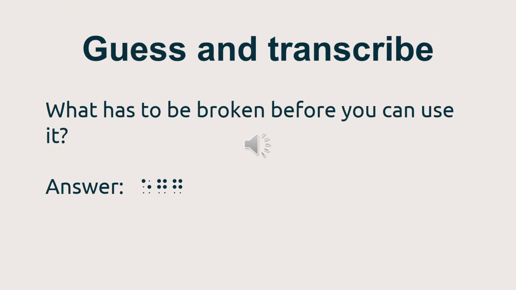To have a better grasp of these Braille characters, let us have a game which I call Guess and Transcribe. You need to guess the riddle by transcribing the answer in Braille font. For our first riddle, what has to be broken before you can use it? As you have noticed, the answer is already revealed. And the way to answer it is to transcribe using your knowledge on the first 10 letters of the Braille alphabet. The correct answer has letters E, G, and G, or simply egg.